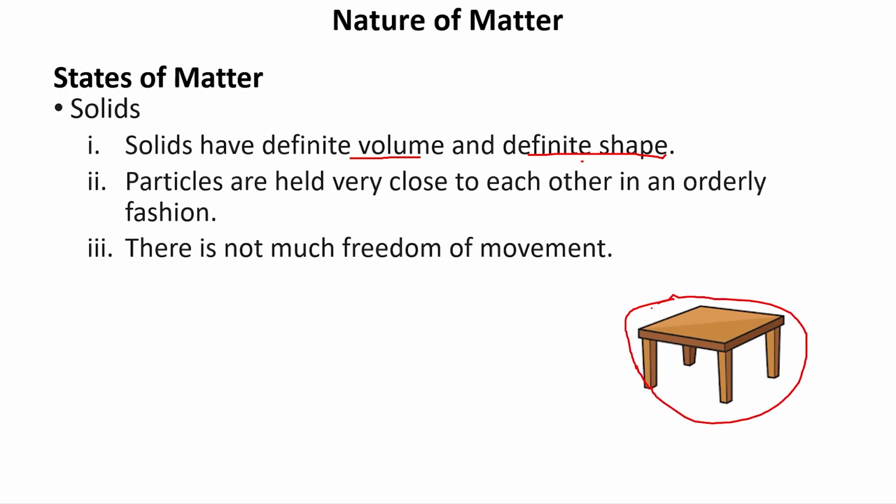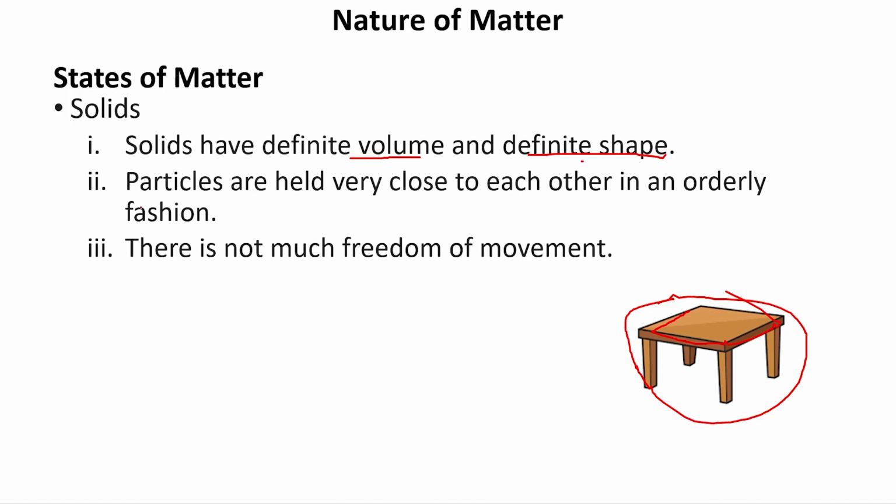So this is a picture of a table. If you look at it, it has a definite shape. That means it looks like a square put upon four legs. So its shape is definite. Its volume is also definite. If you measure the length and the dimensions of this and calculate its volume using the metric system, you will find that its volume is definite and does not change with time or any other parameter.